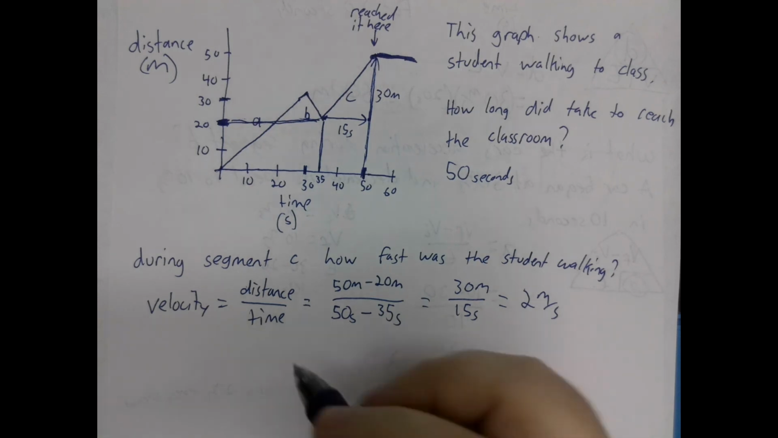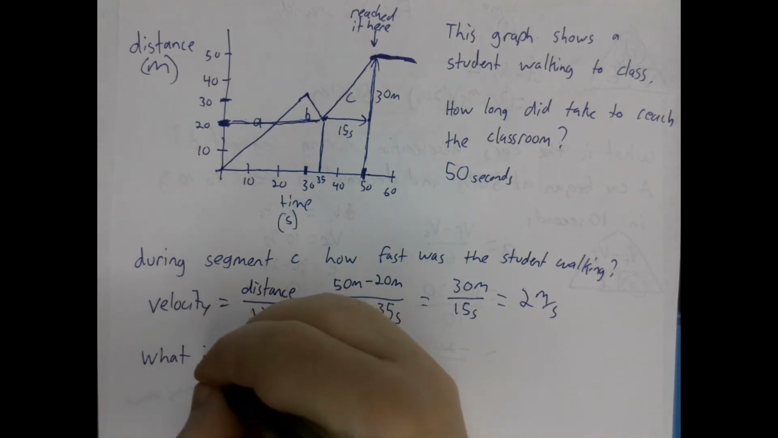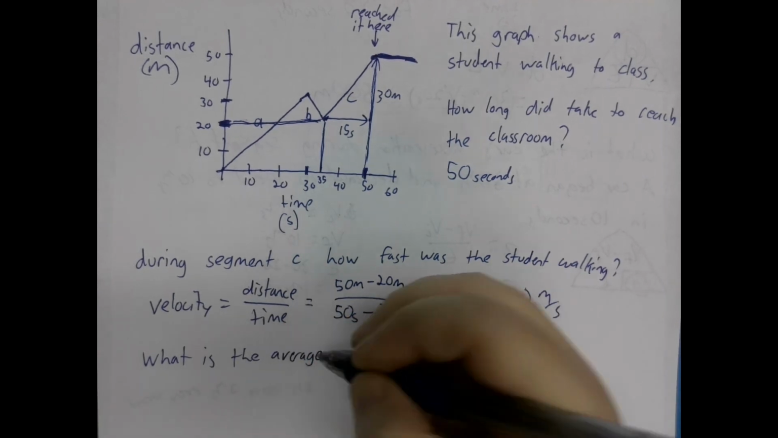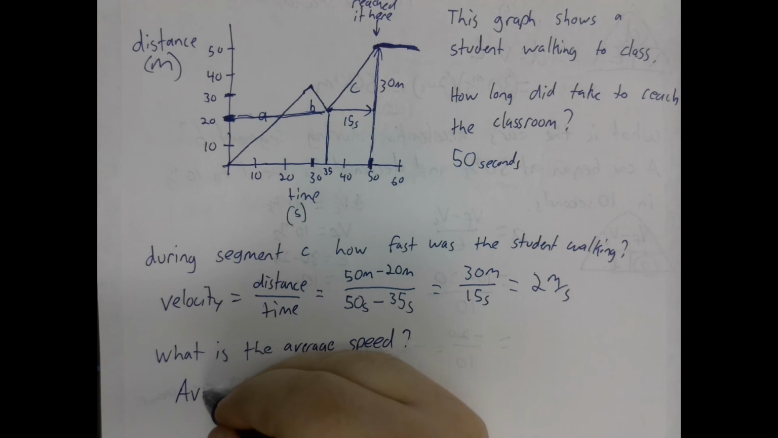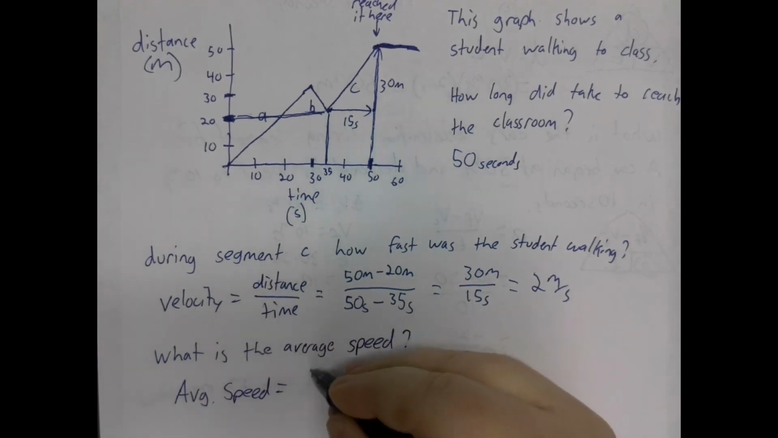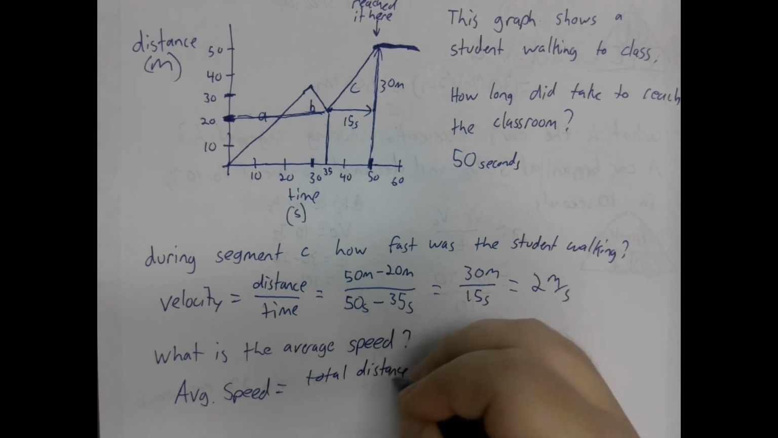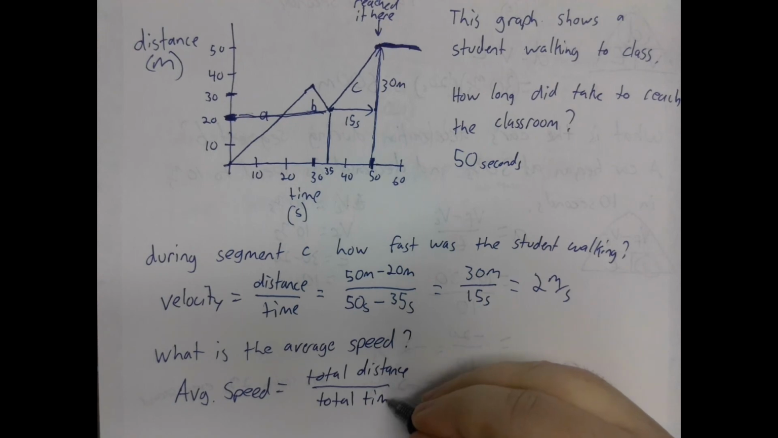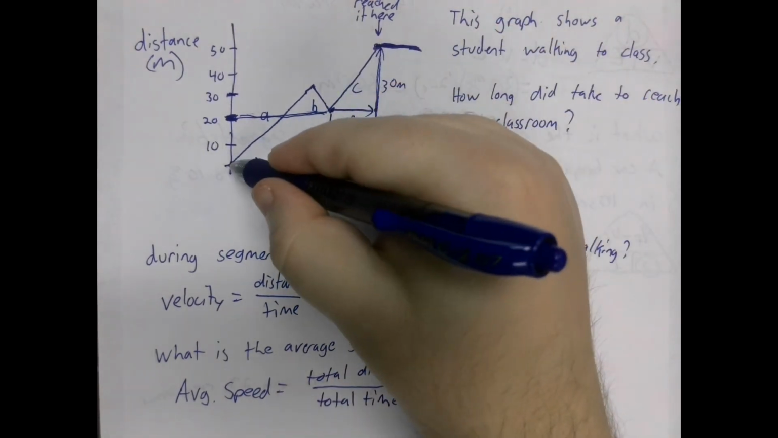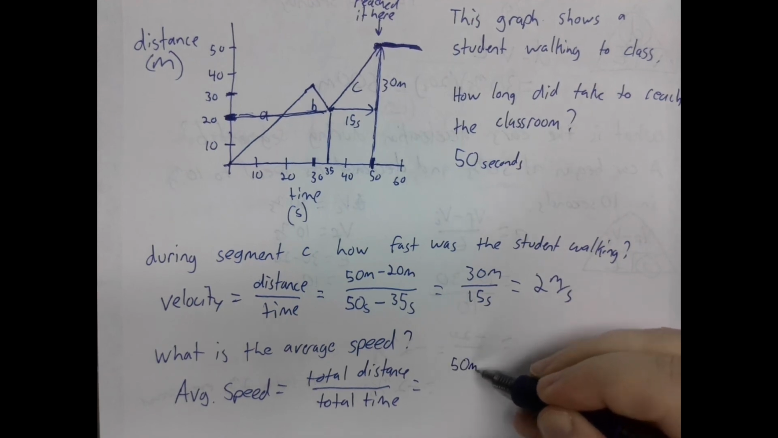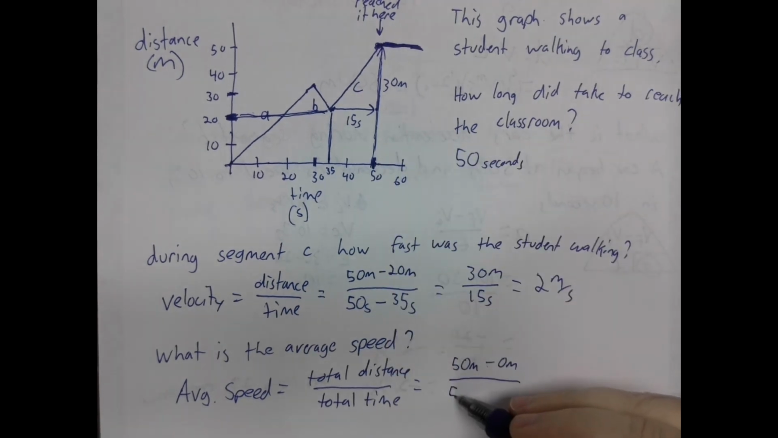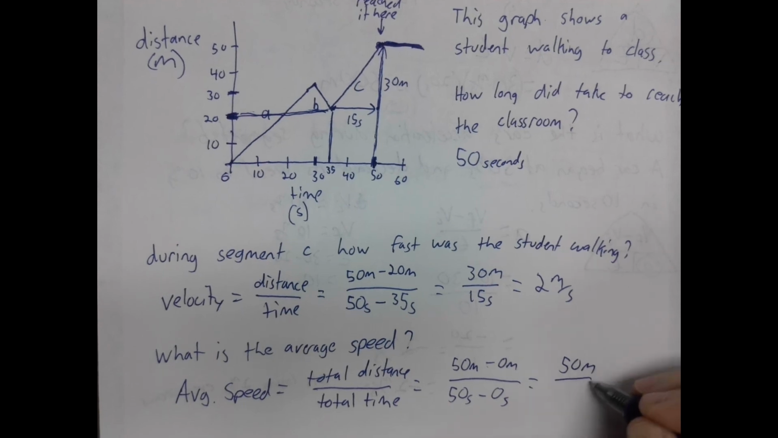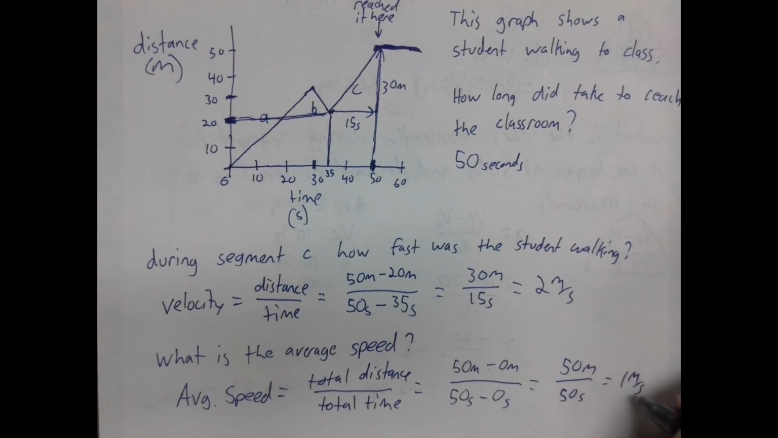What is the total average? What is the average speed? So average speed is equal to total distance over total time. So the total distance, looking at here to here, would be from 0 to 50 meters. So we do 50 minus 0. Then we look at total time, 50 seconds minus the starting time of 0 seconds. And so that would be 50 meters divided by 50 seconds, or 1 meter per second.